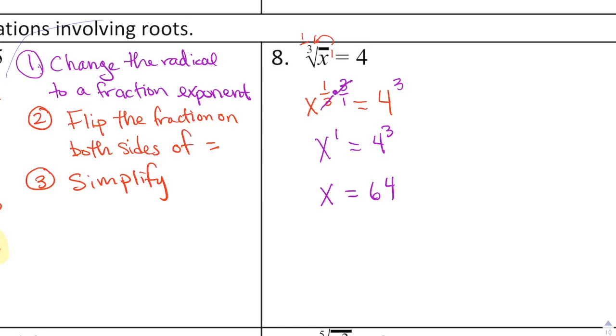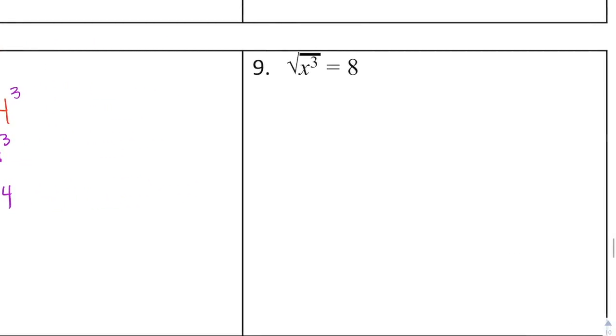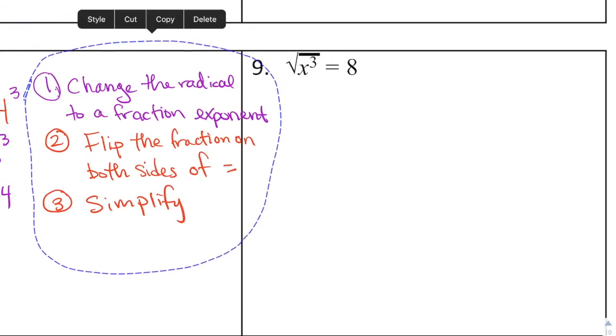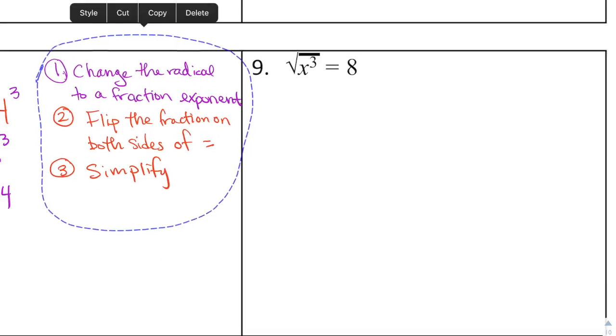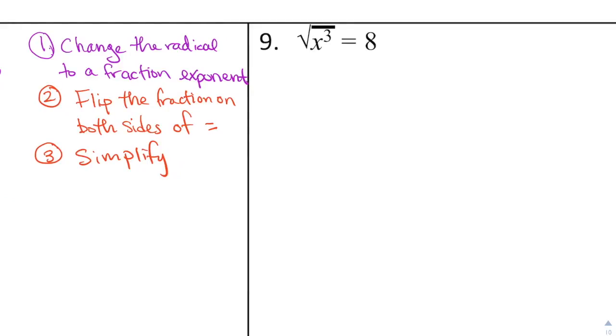So I am going to copy these steps and take them with me as I move across here. I'll tap and put them back on my screen so I can see them. All right, change the radical to a fractional exponent. There's nothing out front, so that's really a 2. I'm going to move that 3 on top. So 3 over 2. So I really have x to the 3 over 2, and then bring down my equals 8.